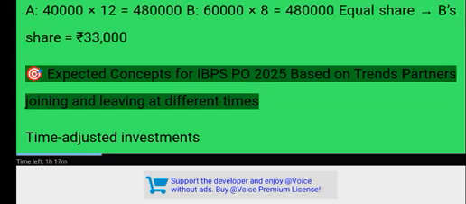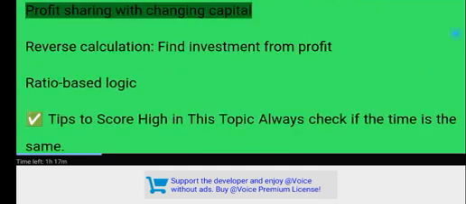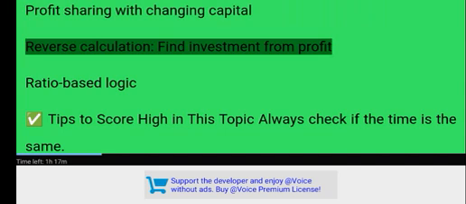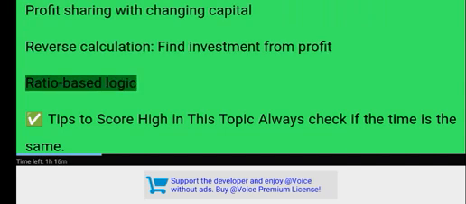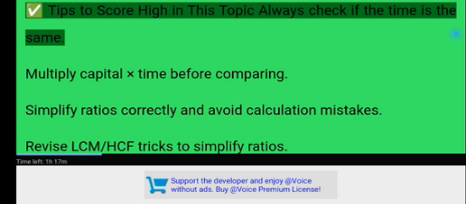Bullseye: expected concepts for IBPS PO 2025 based on trends. Partners joining and leaving at different times. Time-adjusted investments. Profit sharing with changing capital. Reverse calculation: find investment from profit. Ratio-based logic. Tips to score high in this topic.